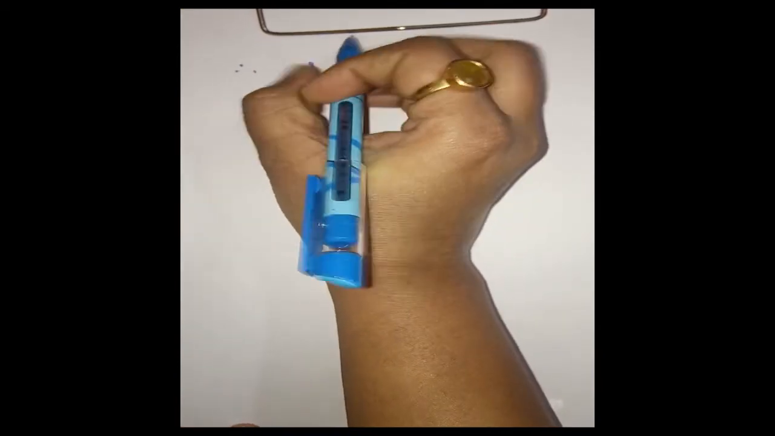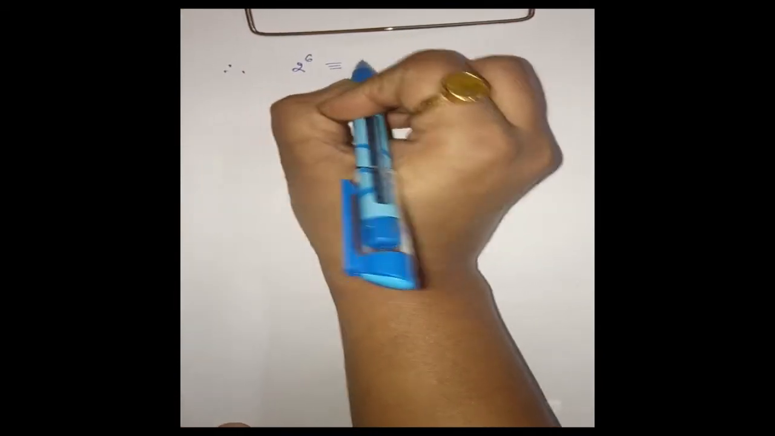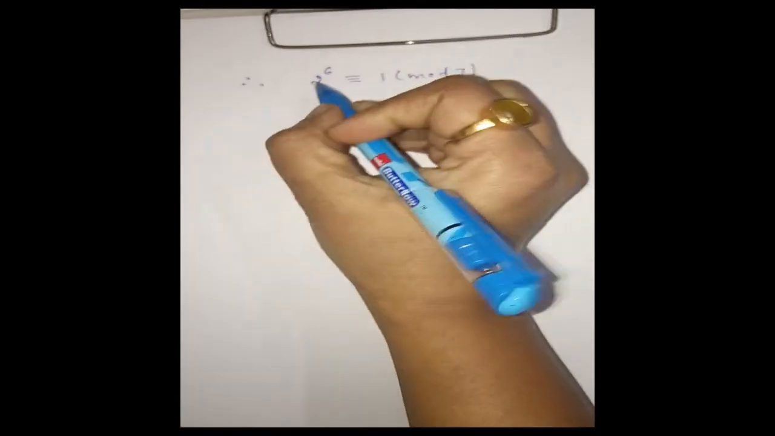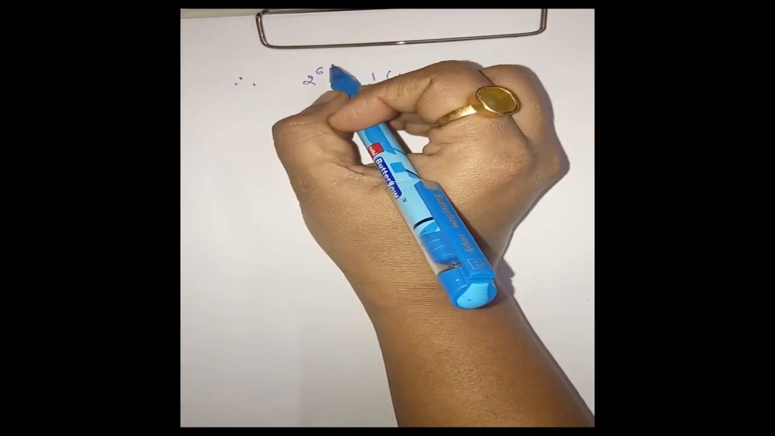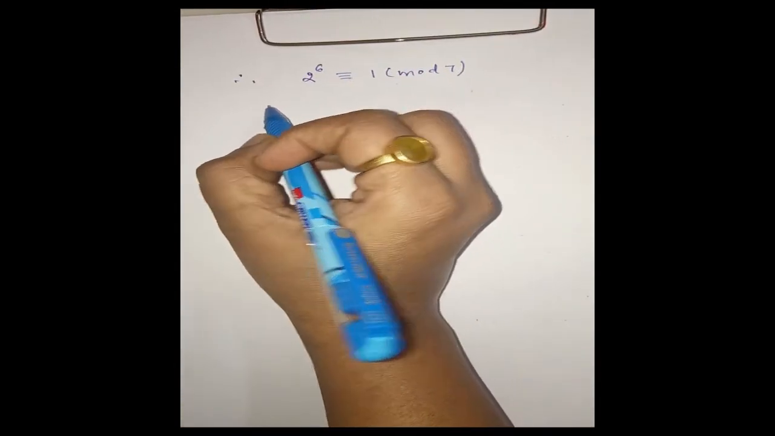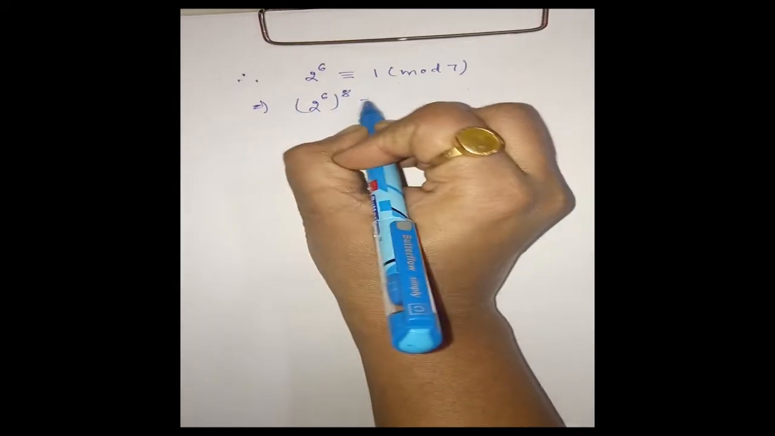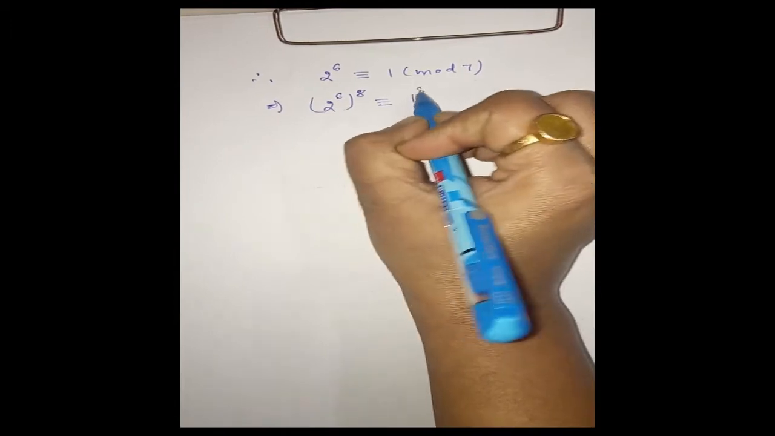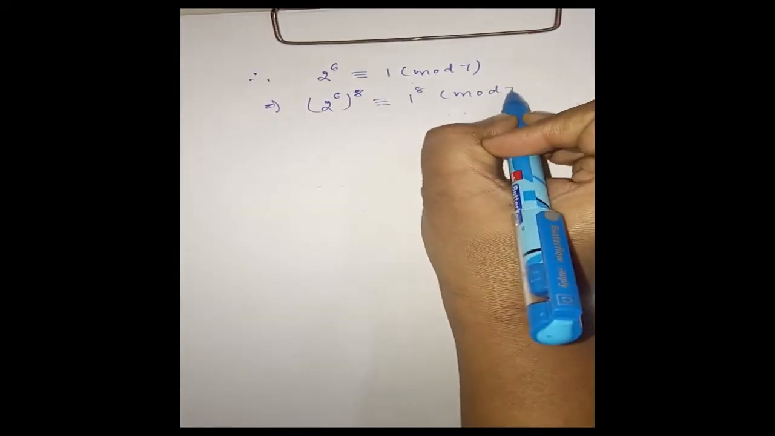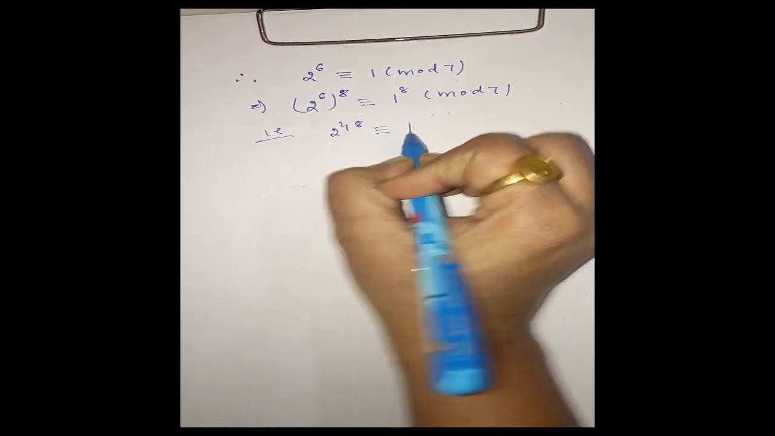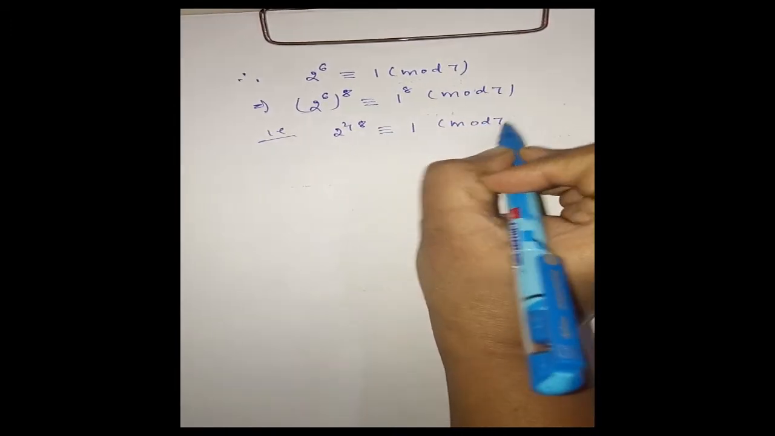Therefore we have 2 power 6 is congruent to 1 modulo 7. Okay, now we want to find 2 power 50. We want to reach 50. Now we will take 8th power on both sides, and using the properties of congruence relation, we have this congruence, that is 2 power 48 is congruent to 1 modulo 7.